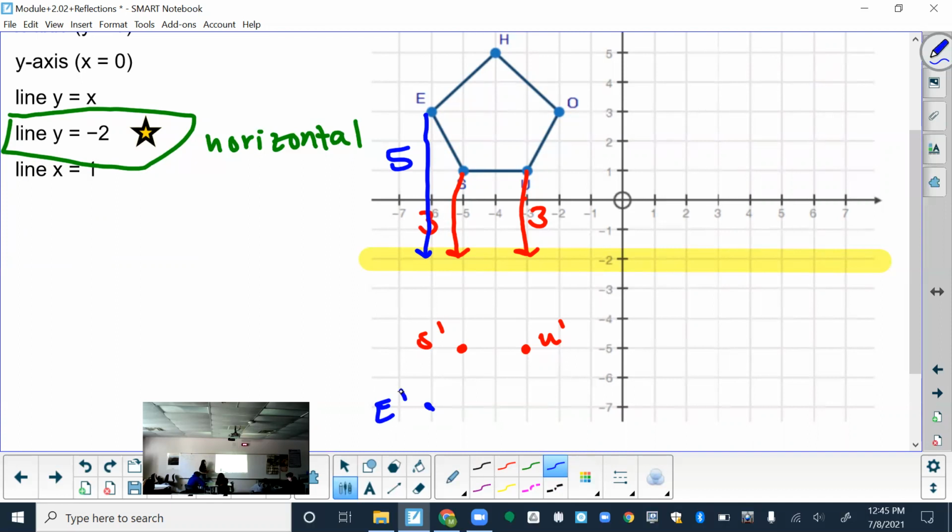All right, do that with H and O. I think you'll actually be a little off the graph. That's okay. But just sketch where it would be for H and O.